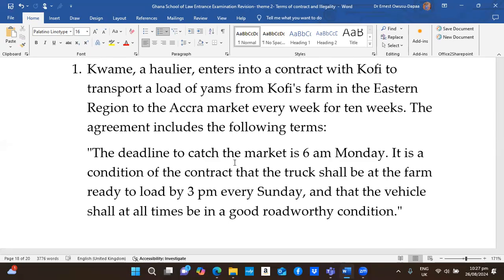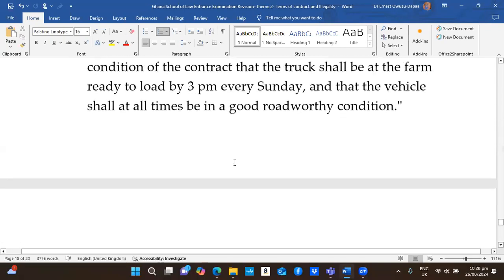Let's say Kwame, a haulier, enters into a contract with Kofi to transport a load of yams from Kofi's farm in Eastern region to Accra market every week for 10 weeks. The agreements include the following terms. The deadline to catch the market is 6 a.m. Monday. It's a condition of contract that the truck shall be at the farm, ready to load by 3 p.m. every Sunday, and that the vehicle shall at all times be in a good roadworthy condition. So these are the terms.